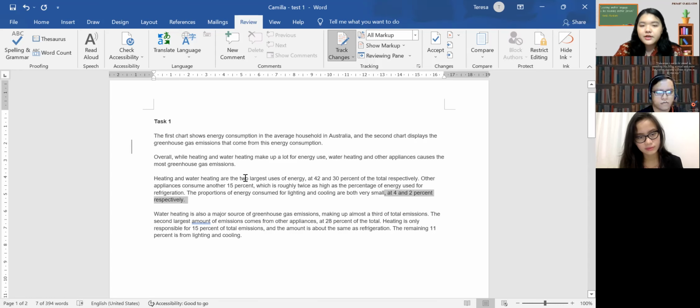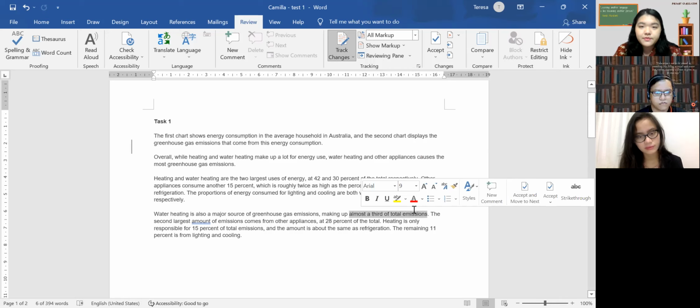Like you mentioned here, two largest use of energy, and you mentioned the categories first, but here it's the proportion first before the lighting and cooling, so it feels different. So flexibility is very good. So it's a major source of greenhouse gas. I can see there's comparing things, twice as high as the percentage of energy used, and then almost a third of total emission. So you change the words like that.